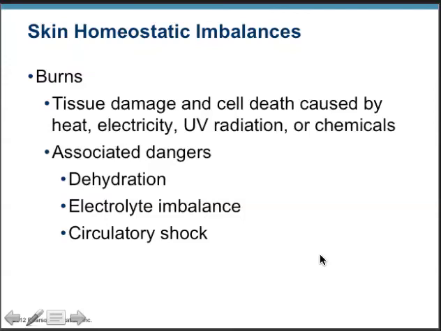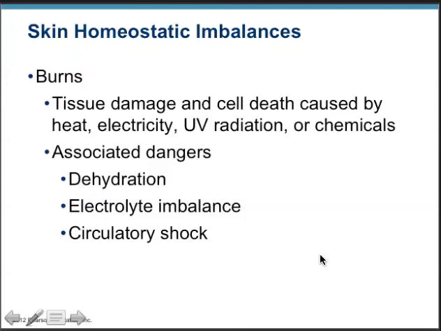Okay, one of the things we want to talk about before we're done today is conditions of the skin that disturb homeostasis. We're here talking particularly about burns. This is tissue damage and cell death which is caused by heat, electricity, UV radiation, or chemicals. Associated dangers with the destruction of skin, including the germinative layer, include dehydration and electrolyte imbalance, as well as circulatory shock, all again the product of massive fluid loss from the body.